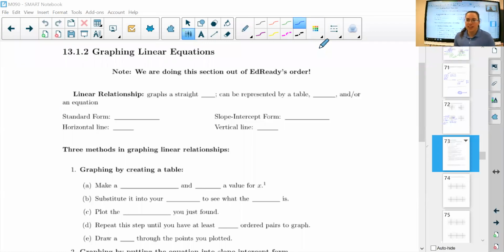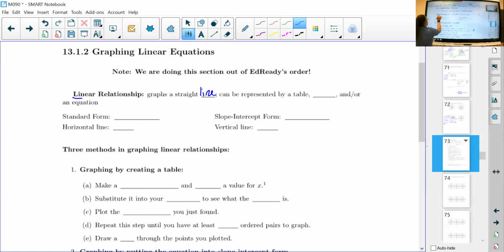Page 73, graphing linear equations. Again, we're doing this section out of Ed Ready's order, so watch your homework, make sure you're doing the right thing. A linear relationship graphs a line, right? The word line is in there. We can represent it with a table, a graph, and/or an equation.